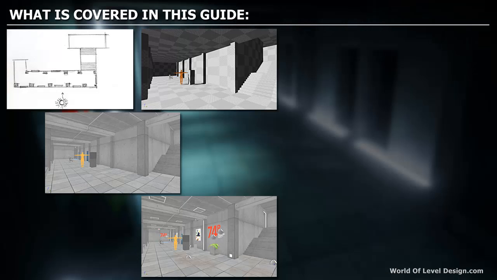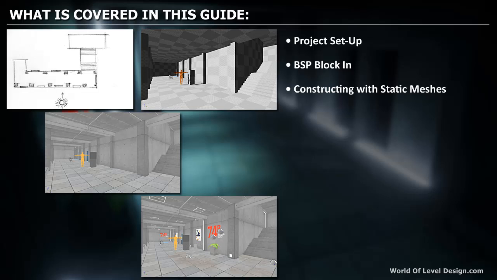This is a step-by-step guide, so we will start from the very beginning. You will learn how to set up a project. We'll use BSP brushes to block in the overall space and layout of the environment. Once we've blocked in all the BSP brushes, we'll use static meshes, and then we'll use static meshes to detail the environment.